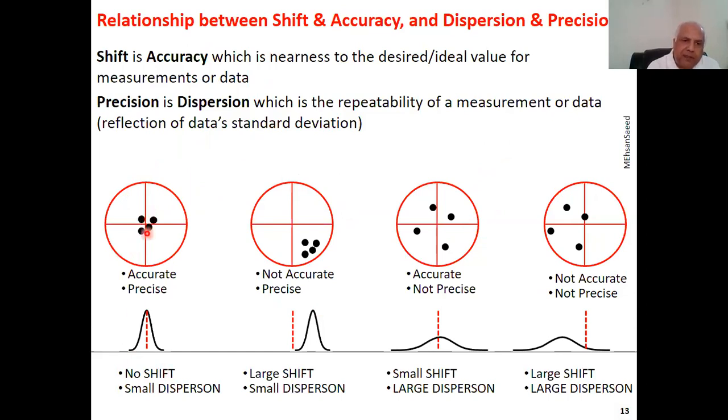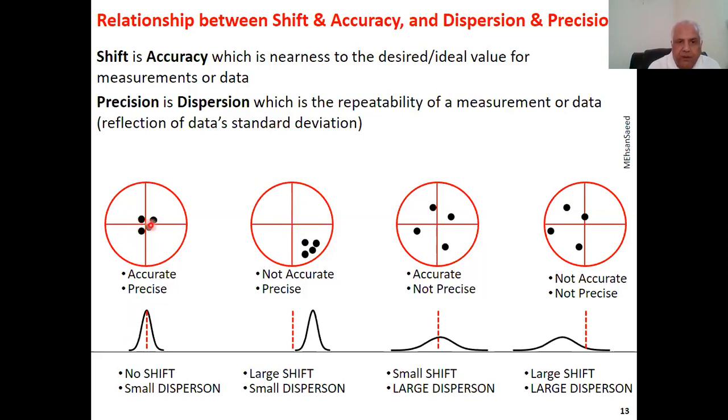Look at the spread. The spread is very short, very small. Small dispersion. When there is little or no shift, we say the shoot is accurate. And when there is very little dispersion, we say the shoot is precise. So this is a case of accuracy as well as precision.